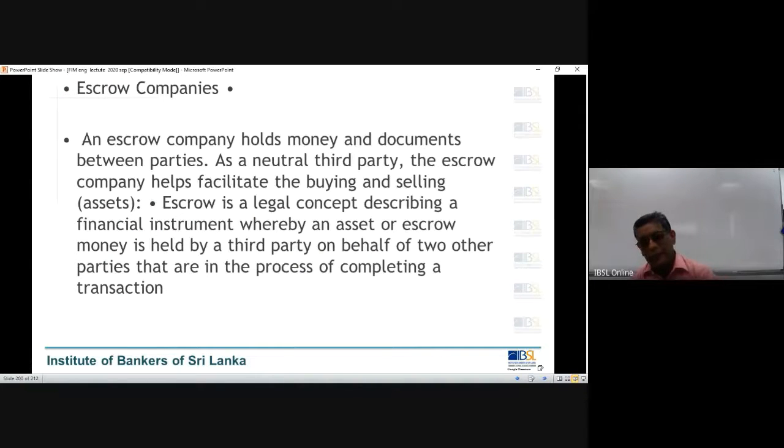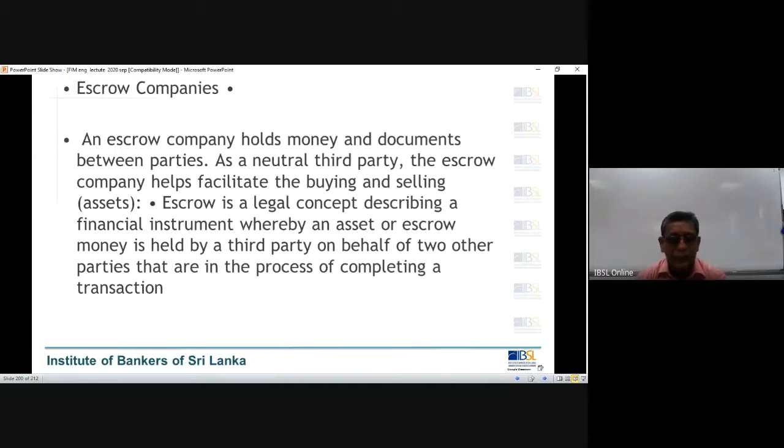And there's another company which I explained to you earlier. We call it an escrow company. It holds money and documents between parties. It's a legal concept, and it will keep the instrument and give it to the third party, right? The companies hold the money and documents between parties as a custodian bank, and it is a neutral third party, the escrow company, that facilitates buying and selling assets, right?